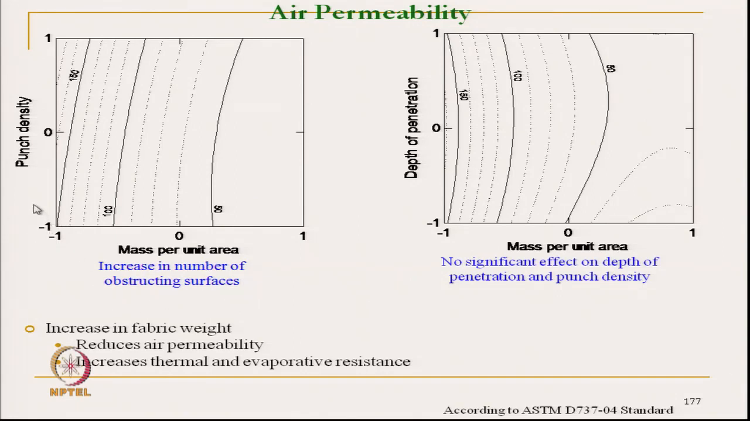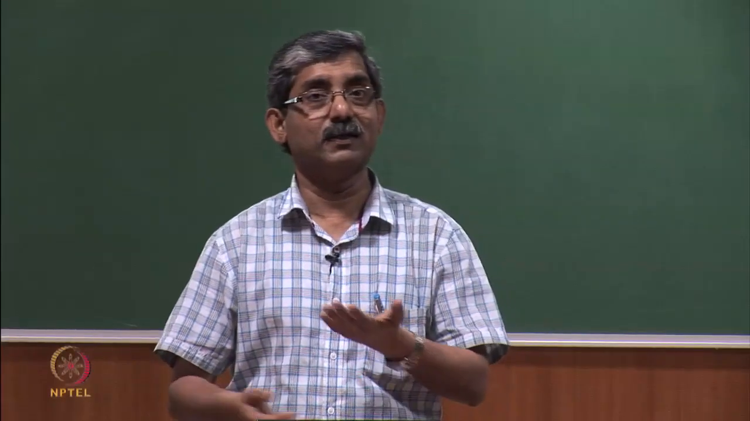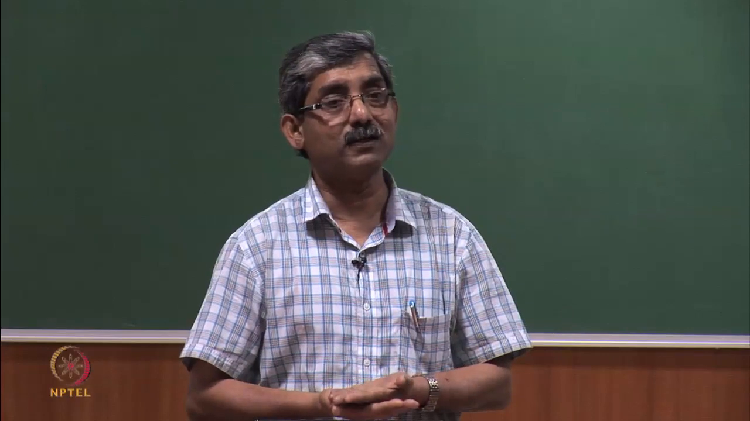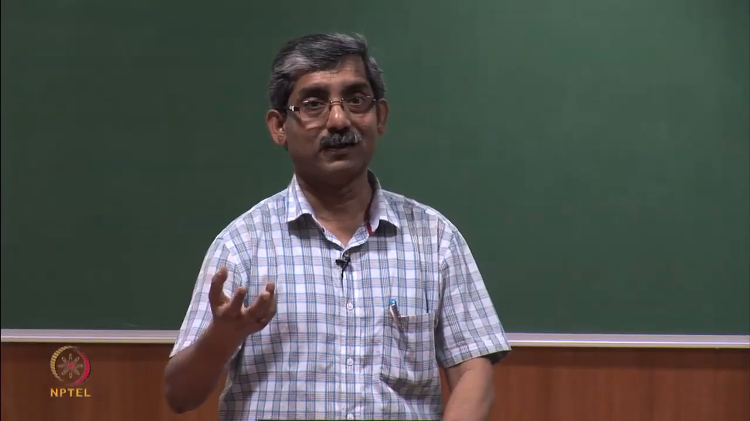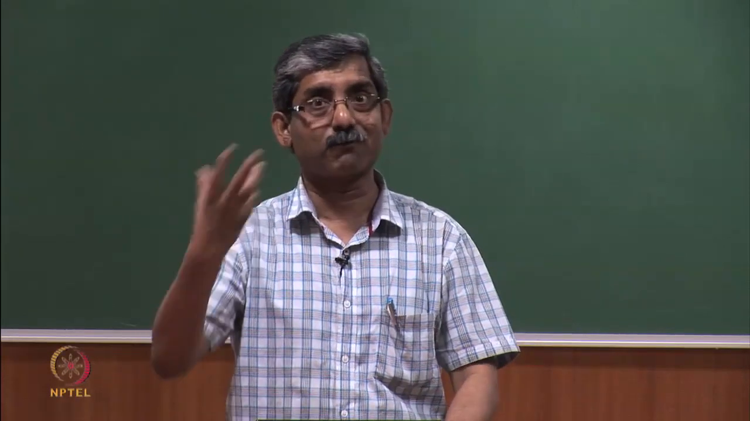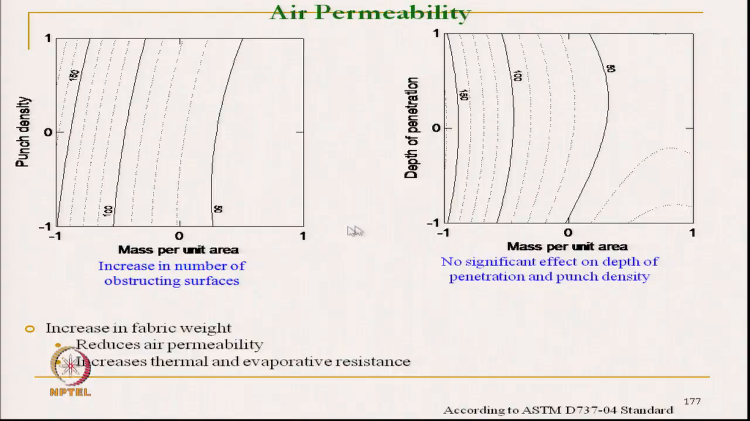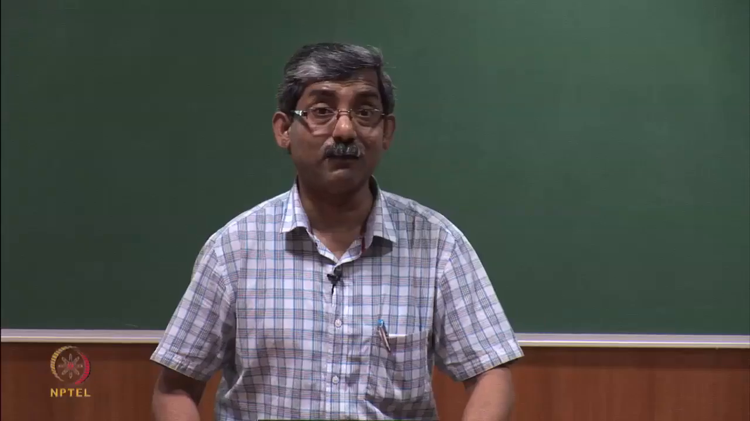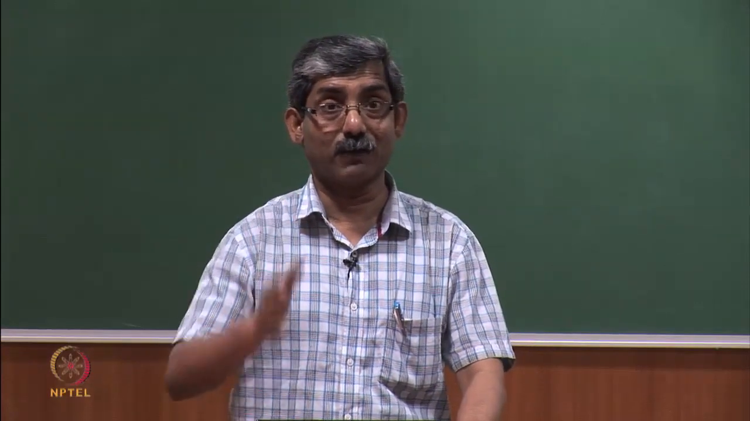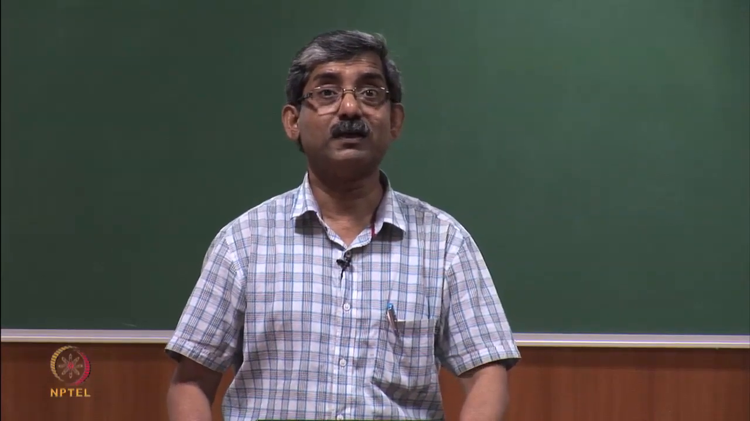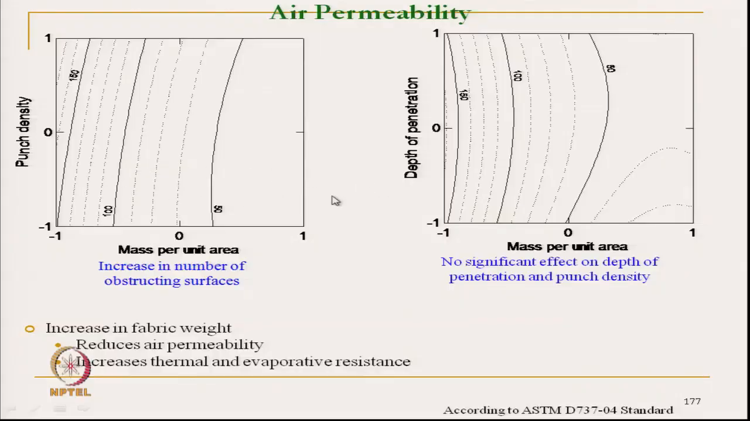obstruction, that means, if we increase the mass per unit area, the air permeability reduces. That is obvious. Mass per unit area increase means the number of fibers in the cross section in the path of the airflow is increased. So, the number of obstructions is increased, and more fiber surface is presented in the path of the air. So, it gives less and less air permeability. Air permeability drops with the increase in mass per unit area.